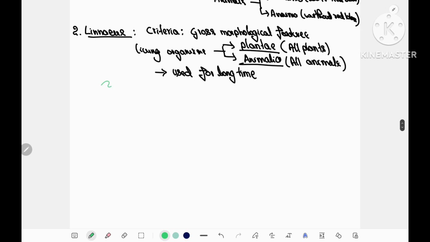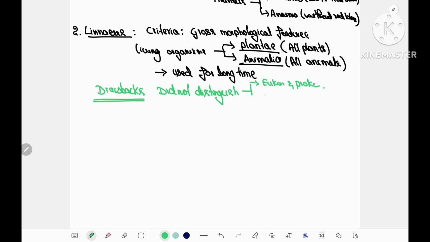And this system of classification, that is the 2 kingdom system of classification, was used for a long time. But this has some drawbacks. Let us see what are the drawbacks of Linnaeus system of classification.